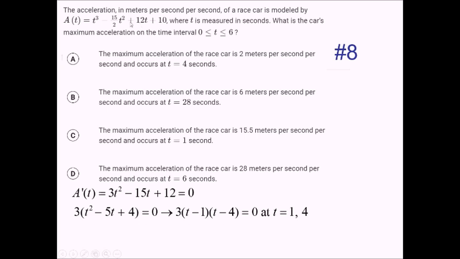So 0 is an easy one. That zeroes out anything with a t, leaving us with just that constant 10. Next, let's plug in the critical value 1. That's also fairly easy to deal with.